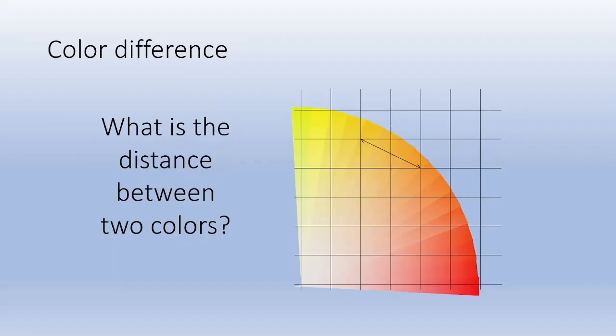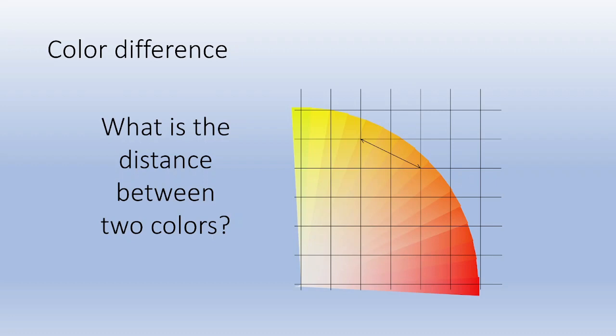The question to ask is, what is the distance between two colors? Here I have two colors. This one is a reddish orange and this one is a yellowish orange. They are some distance apart. Now, if you picture this, if color space were a three-dimensional thing, then I could take out a tape measure and I could physically measure the distance between those two colors. Instead, I can do it mathematically.